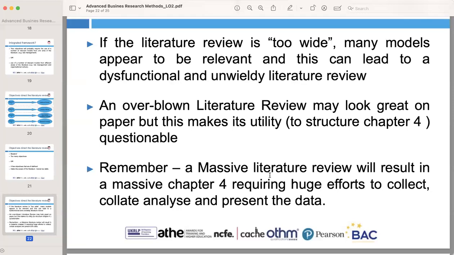Striving for manageability. One potential pitfall of an excessively large literature review is the amount of effort required to collect, analyze, and present the data. Remember, a massive literature review will result in a massive chapter 4, which can be challenging to manage effectively. So therefore, the third objective is to strive for manageability: aim to strike a balance between comprehensiveness and conciseness.